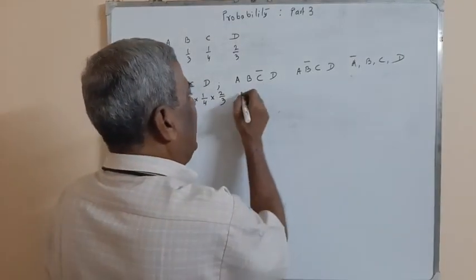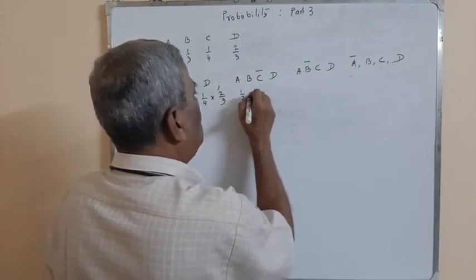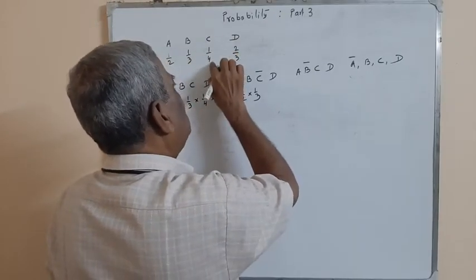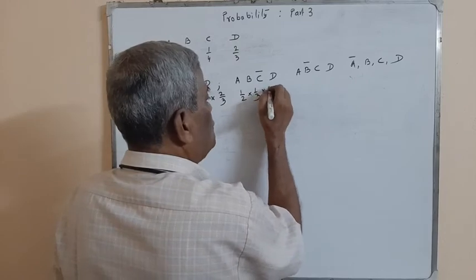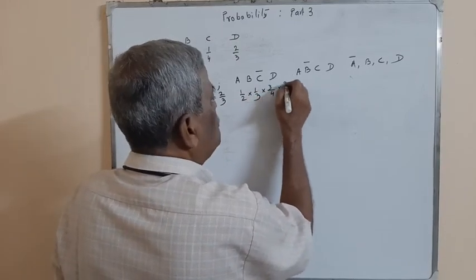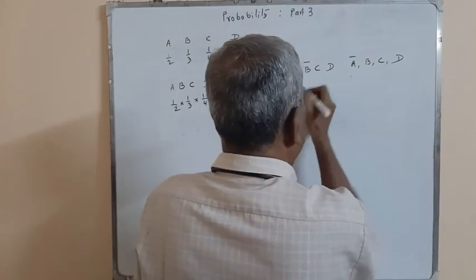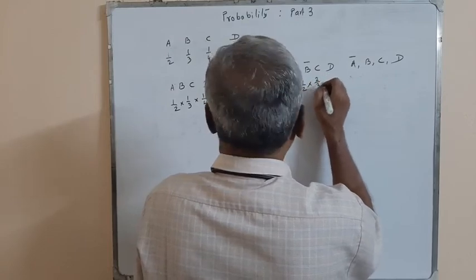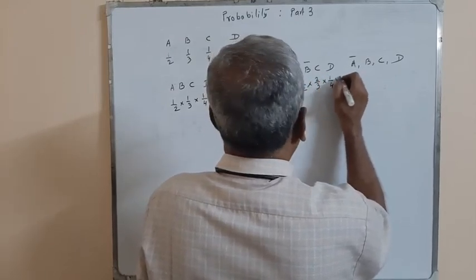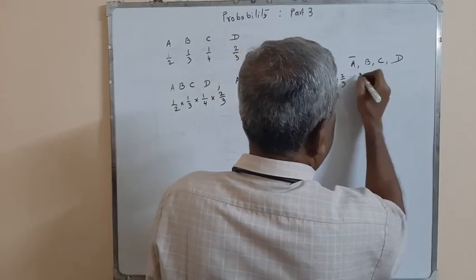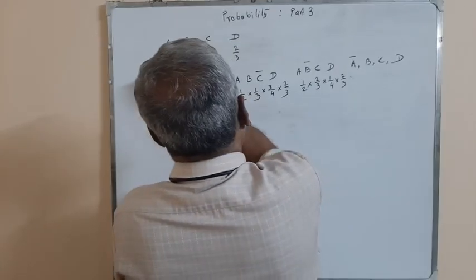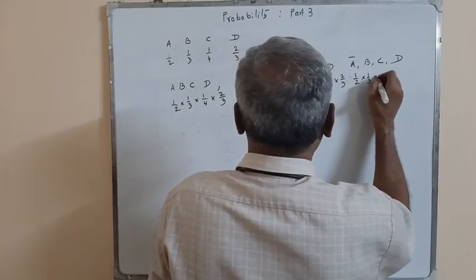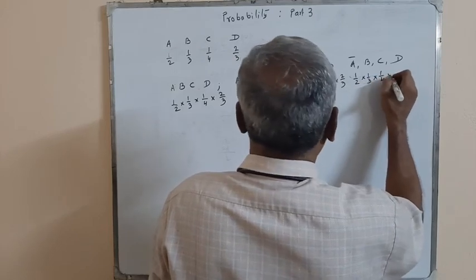For this case, A means 1 by 2, into B means 1 by 3, C bar means he failed it, so it is 1 minus 1 by 4. So it is 3 by 4, into D means 2 by 3. In this case, A means half, B bar means 2 by 3, C means 1 by 4, and D means 2 by 3. And this is again A bar, failed in A, 1 minus half, that is half, into 1 by 3, into 1 by 4, into 2 by 3.